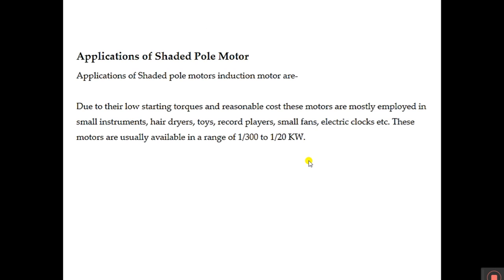The applications of shaded pole motors are: due to the low starting torque and reasonable cost, these motors are mostly employed in small instruments like hair dryers, toys, record players, small fans, electric clocks, etc.